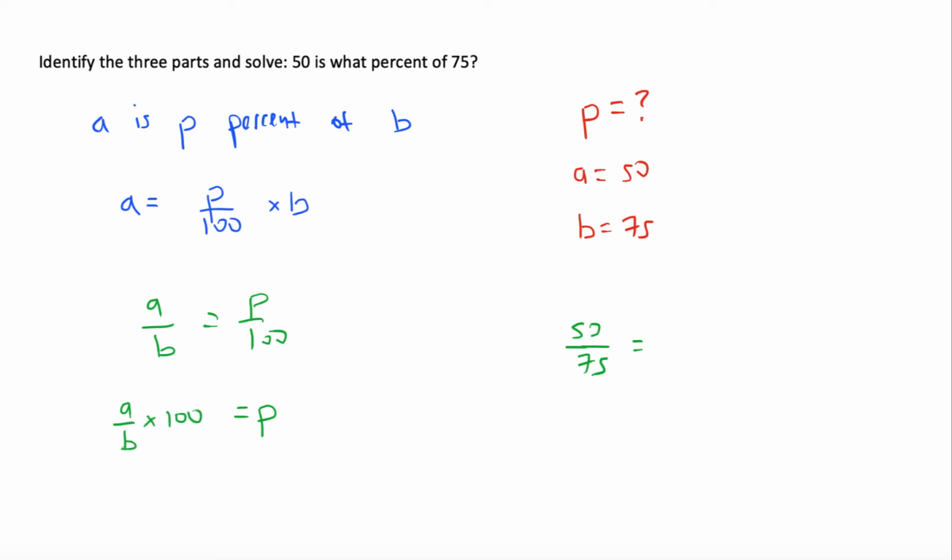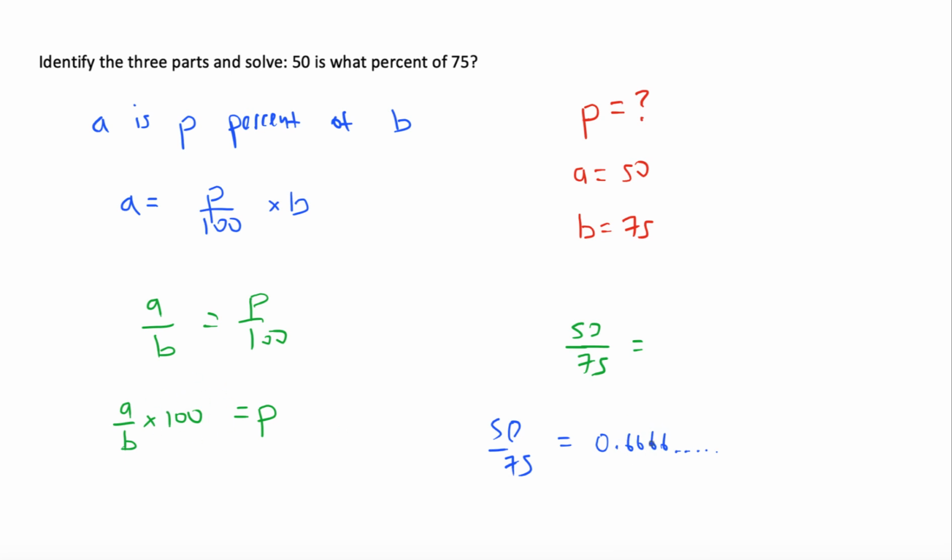Let's plug in what's given here: 50 over 75. When you enter 50 over 75 in your calculator, it tells you 0.66666, which keeps going on forever. But remember, this is not the answer, because we have to multiply this by 100. There's a difference between the percent form and the decimal form. That's what this 100 does here.